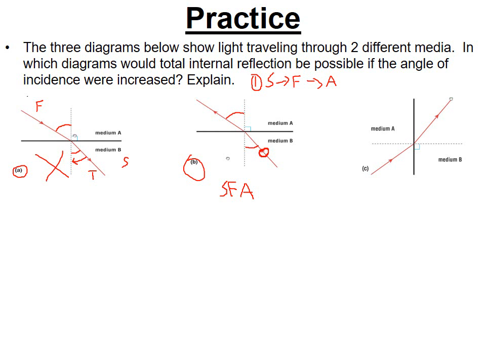So if you increase the angle of incidence enough until you go beyond the critical angle, then yes, eventually you could see total internal reflection in this diagram here. You don't see it right now. You see some refraction. There's probably some reflection occurring as well, but it's not total reflection. But it is a diagram where there's potential for total internal reflection to occur. So I'll leave C for you to try on your own.